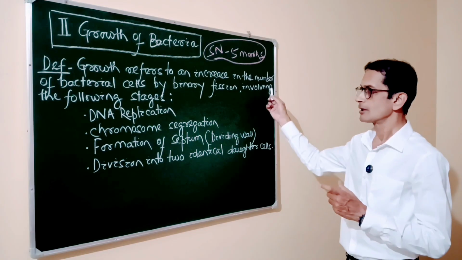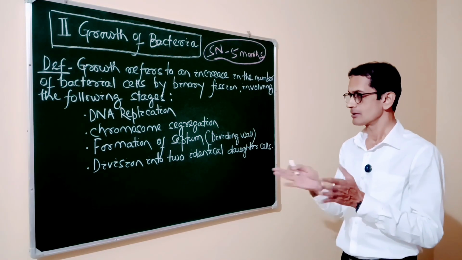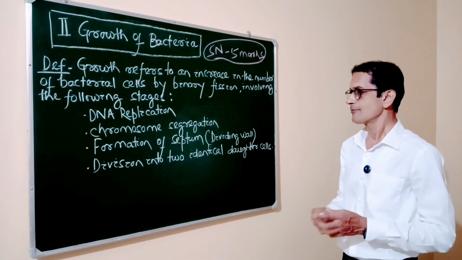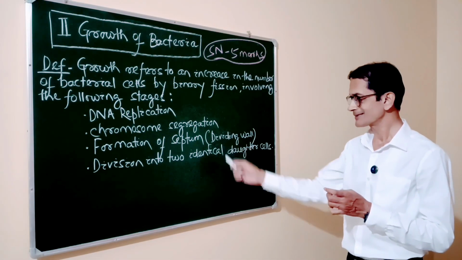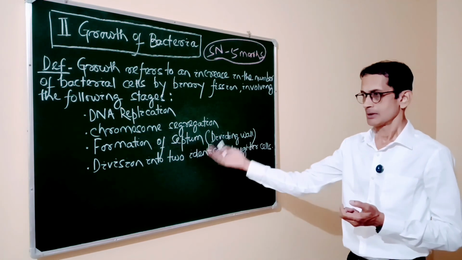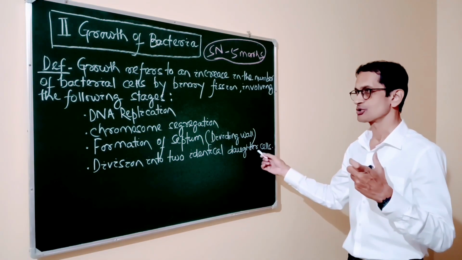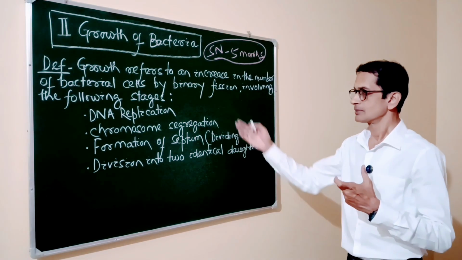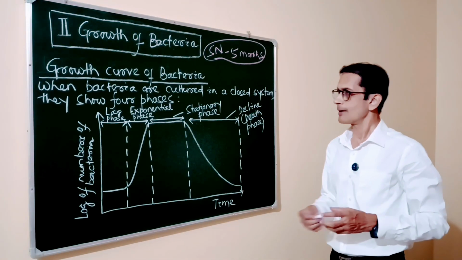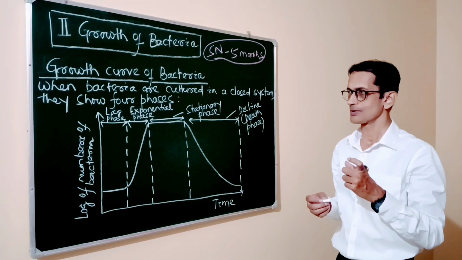This binary fission involves the following stages: DNA replication, division, chromosome segregation, and formation of septum, meaning dividing wall, and finally division into 2 identical daughter cells. So these are the 4 different stages. So guys, growth curve for bacteria, this is very, very important.